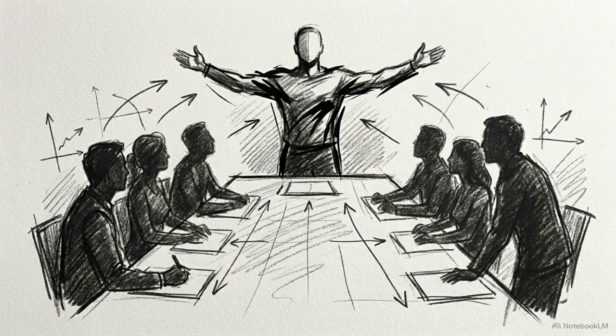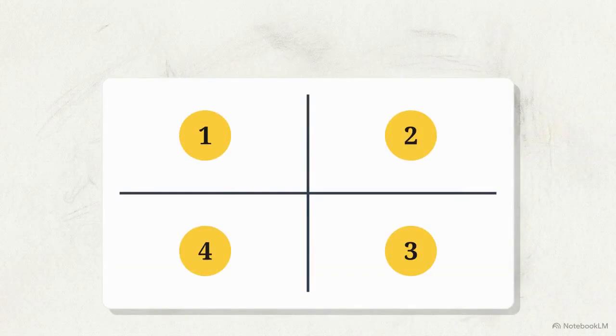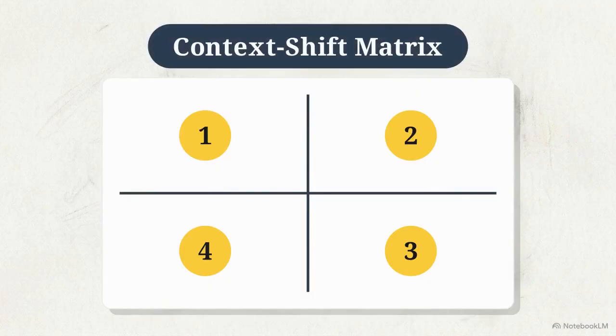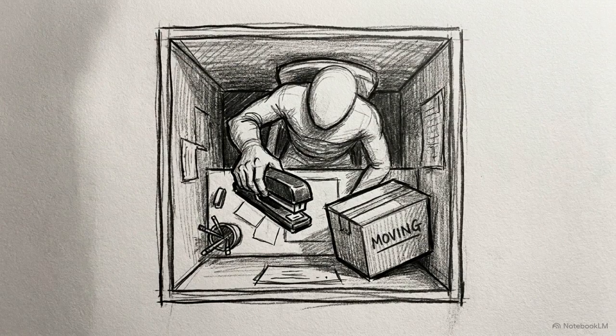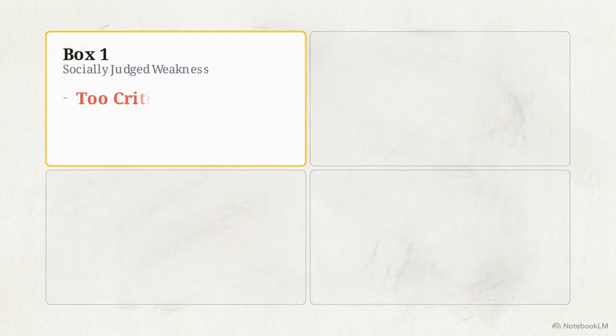others actively seek out. To begin, grab a blank piece of paper and draw a cross to create a 4-quadrant grid. This is your context shift matrix. This exercise operates on a single rule. We are focused on changing the place you work, not the person you are. In the top left quadrant, box 1, write down your biggest, most persistent weakness.